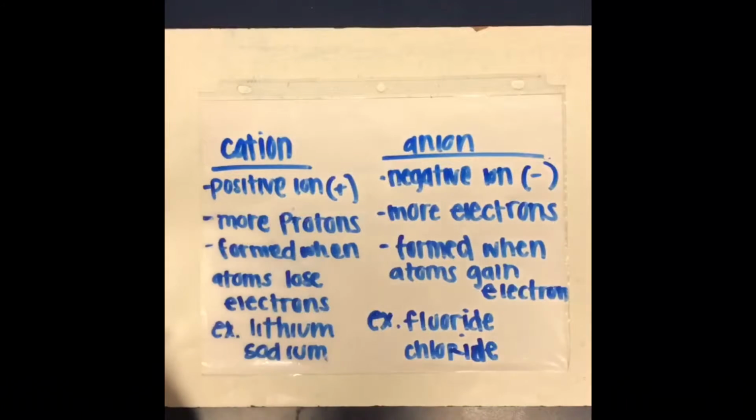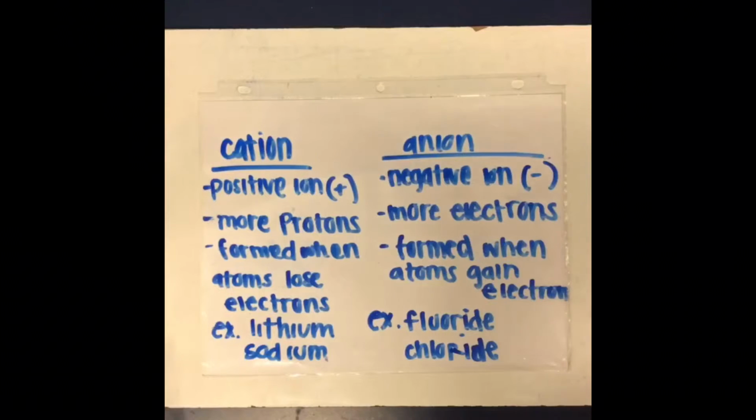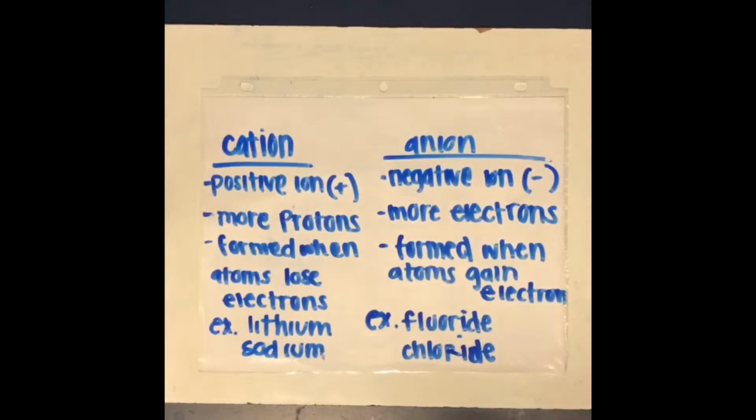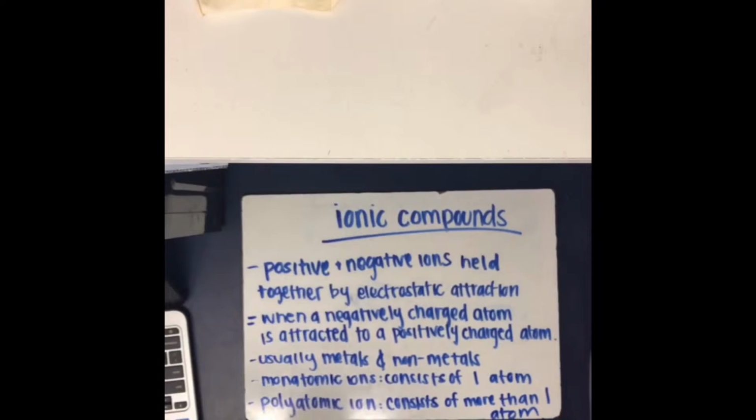So right now I'm going to tell you what a cation is and an anion is. A cation is a positive ion, which obviously has more protons than electrons, and it's formed when atoms lose electrons. An example would be lithium and sodium. And then an anion is a negative ion, which has more electrons than protons. It's formed when they gain electrons, and an example would be fluoride and chloride because they have a charge of -1.